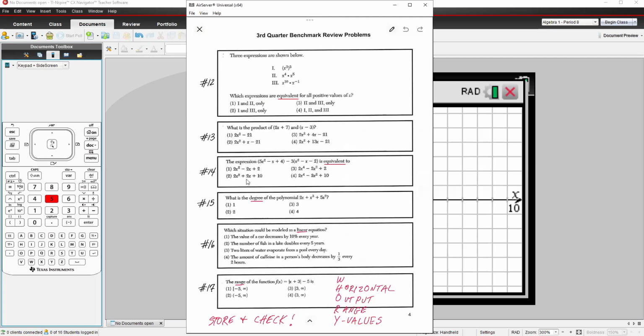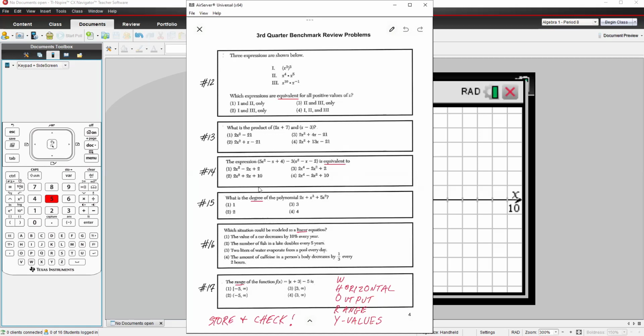Now, the last few videos I did on the previous page, almost all of them involve graphing functions or graphing equations. Now, this one is different. And the reason it's different is these are all expressions. Number 12 has three expressions. Number 13 has expressions that we're trying to solve for. Number 14 has expressions. Number 15 has, well, it has an expression. And number 17 also gives us a function. So this one we should graph.